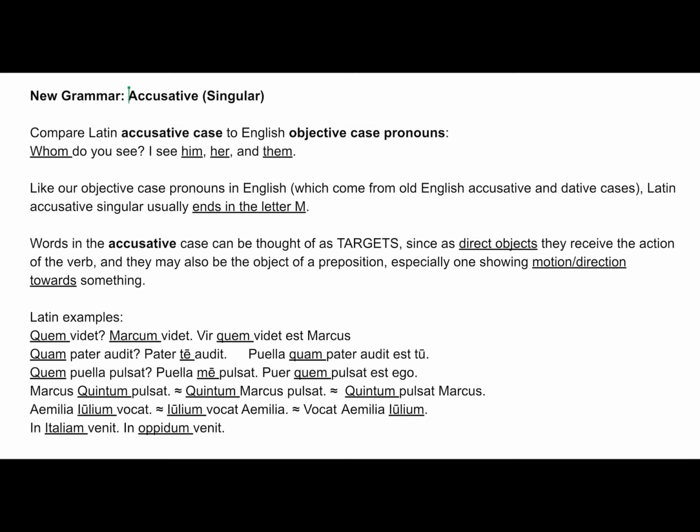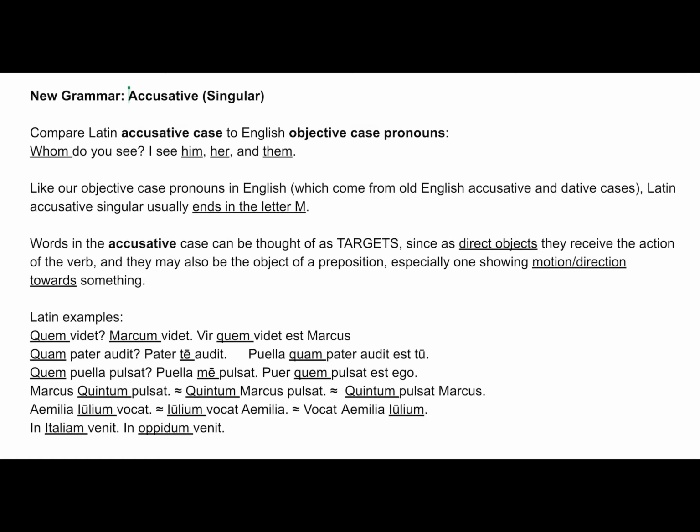All right, next line. Quam pater audit. Whom does father hear? Pater te audit. Father hears you. Puella quam pater audit est tu. The girl whom father hears is you. Now, here we have quam, and quam also means whom, just like quem meant whom. But if you'll look at the examples, you might be able to guess that quem is going to be the masculine form of whom, and quam is the feminine. Notice it has an A in it. You should be getting used to the A in feminine words. So quam is whom as a feminine.